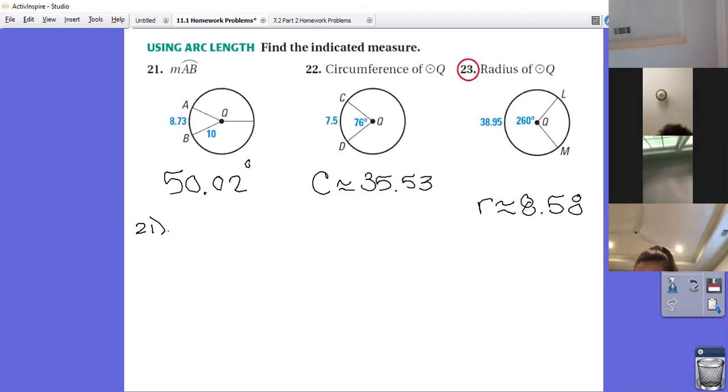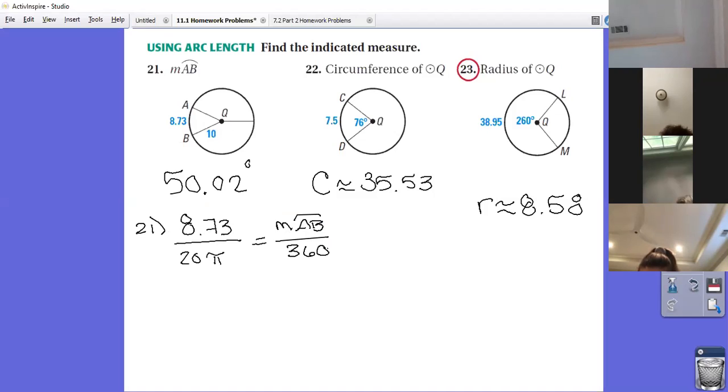All right, so this one's asking you for the arc measure. So I used the arc length divided by the circumference. I said arc length is 8.73, divided by the circumference. I know that the radius is 10, so the circumference is going to be 20 pi. And then that's equal to the measure of the arc, which we solve for. You can put x there or just leave it as measure of arc AB over 360.